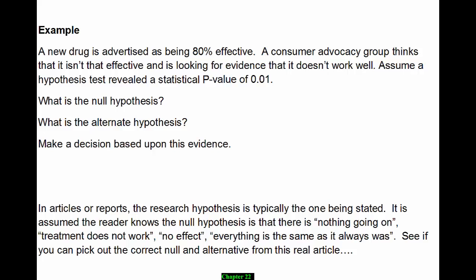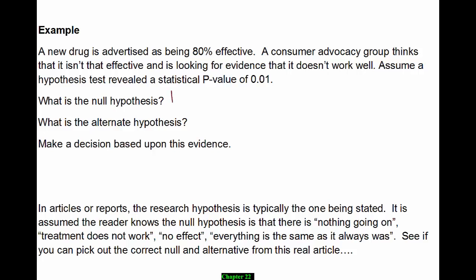For our first example of a hypothesis test, suppose a new drug is advertised as being 80% effective. A consumer advocacy group thinks that it isn't that effective and is looking for evidence it doesn't work that well. Assume a hypothesis test revealed a statistical p-value of 0.01. We need to find the null hypothesis, the alternative hypothesis, and make a decision based upon the evidence.